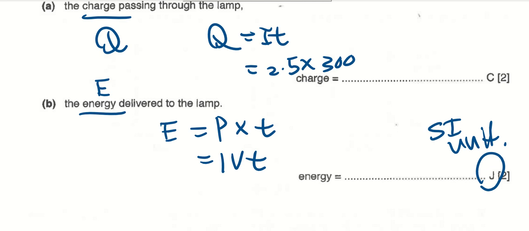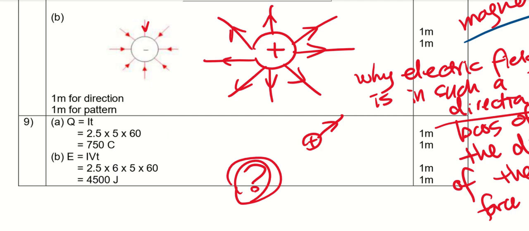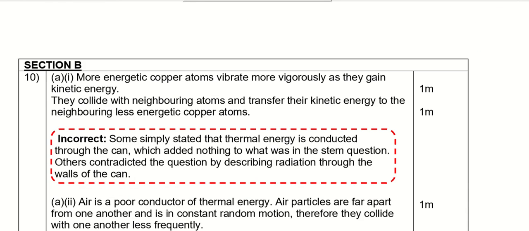When do we calculate energy not in SI units? When you see money. When you see money, you calculate your energy in kWh. So it's very obvious. You see money, it must be kWh. That means your timing must change to hours. Your power must change to kW. When you see the unit joules mentioned, everything must be in SI units. Okay, so the answer for this will be 4,500 joules. Okay, then we go to section B.